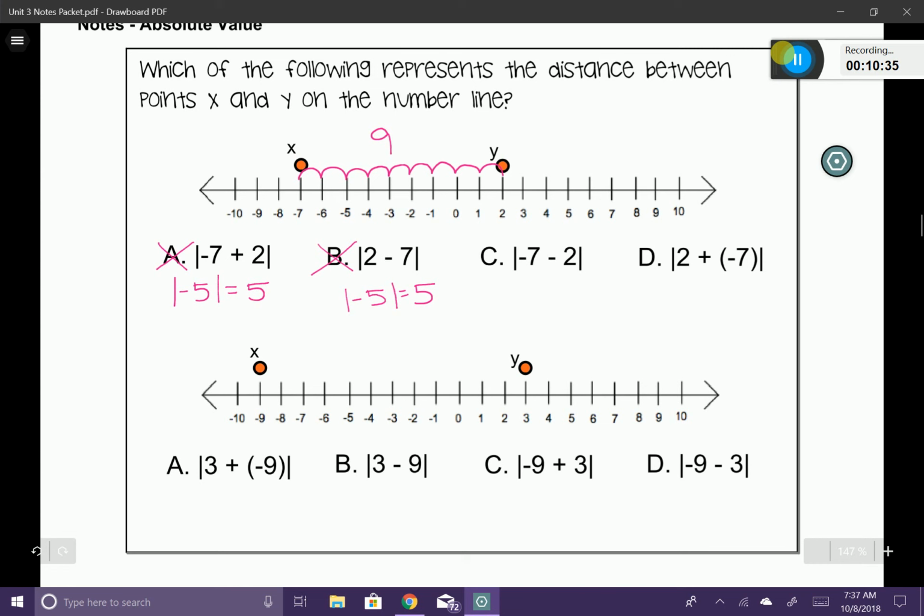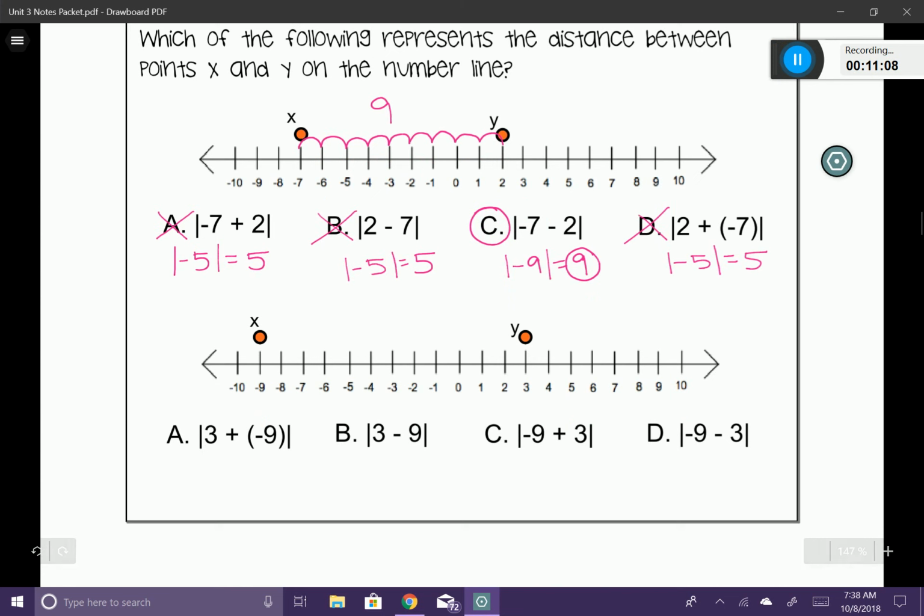-7 minus 2. Well, the absolute value of -7 minus 2 is the absolute value of -9, which we know will equal 9. And you can see that this matches up to our answer above of 9 spaces. So before I go ahead and circle that answer, let's go ahead and just check the last one. 2 plus -7. Well, that's going to be the absolute value of -5 again, which will give us 5, which again is not correct. So therefore, C is our answer for this question.